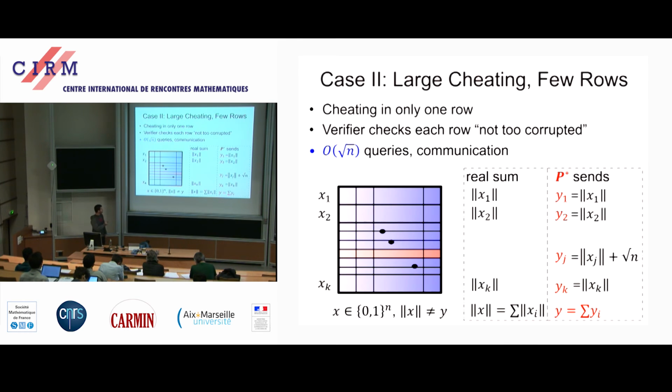Okay, so if it's cheating on just one row by root n, or say root n over 2, by simply checking a constant number of bits in each of the rows, we will detect this, and again, this gives us root n queries and communication. So in these two extreme cases, we got root n. Actually, the general case isn't quite as optimal.